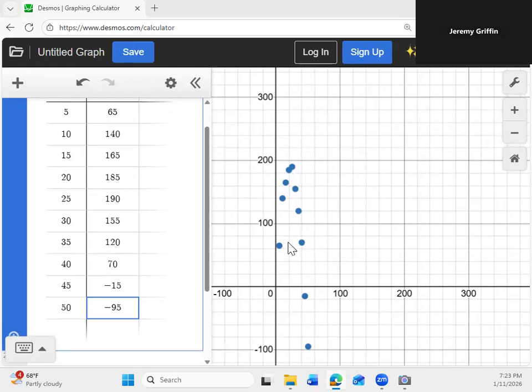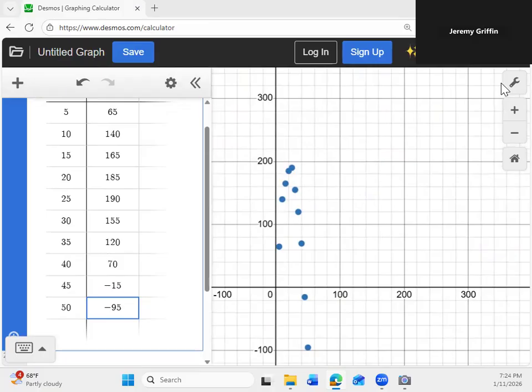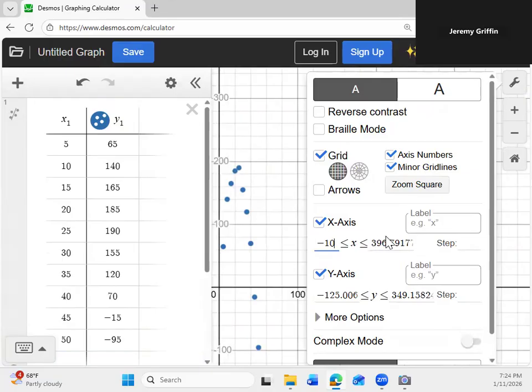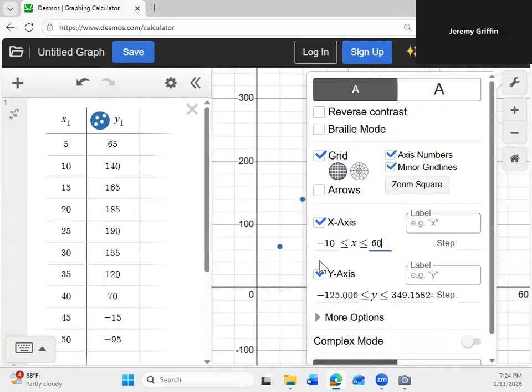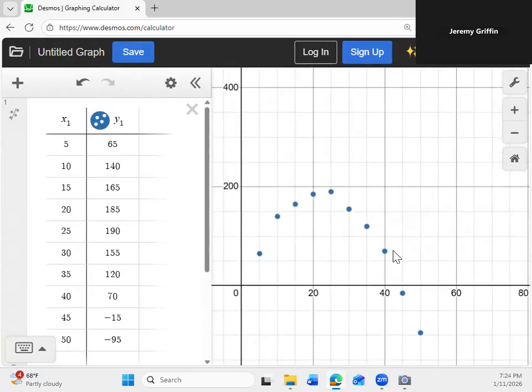Now, the scatter plot definitely looks like a parabola, but it looks like a really skinny parabola. Now, I can fix that. I can go to this wrench tool, and here I'm just going to make the x-axis a lot wider. So x-axis, let's go from like negative 10 to 60, I think should contain the data. Let's see if that looks a lot better. Oh yeah, that looks a lot better. That looks a lot like a parabola.